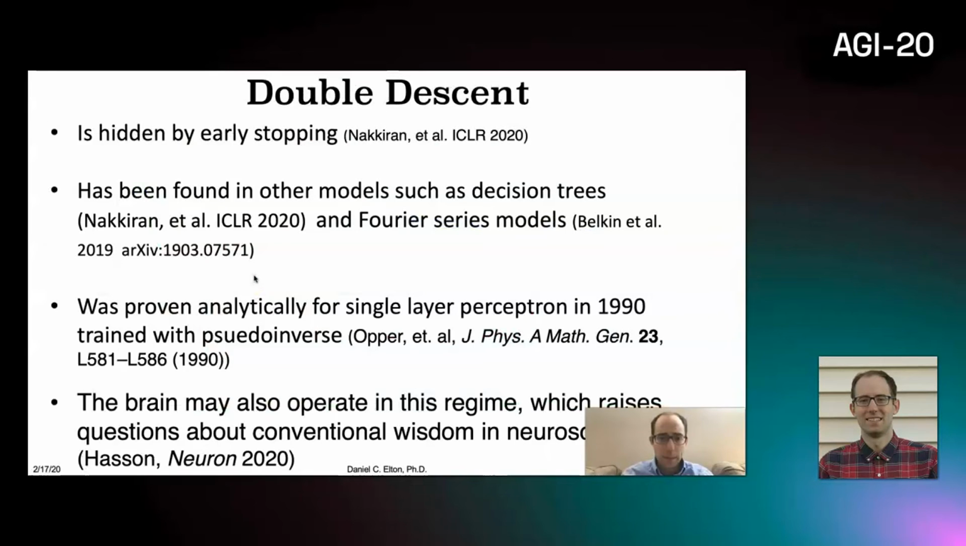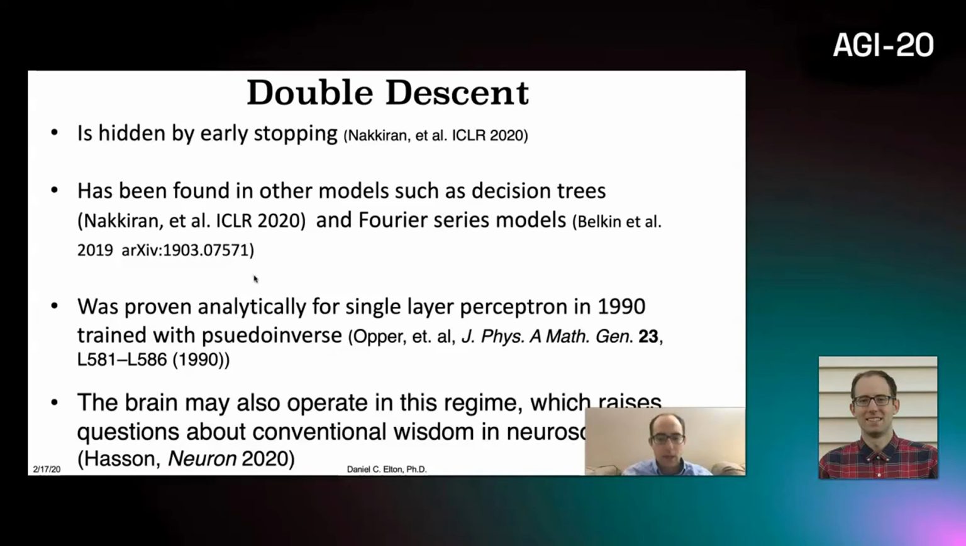So here are a few little tidbits on double descent. Part of the reason that people generally didn't notice this was that it can be hidden by the practice of early stopping in training, which is very common. And it's also been found in other models, such as decision trees and Fourier series models. There's a sense that it's almost a universal principle for machine learning. And it was proven analytically a long time ago for certain types of single-layer perceptron.